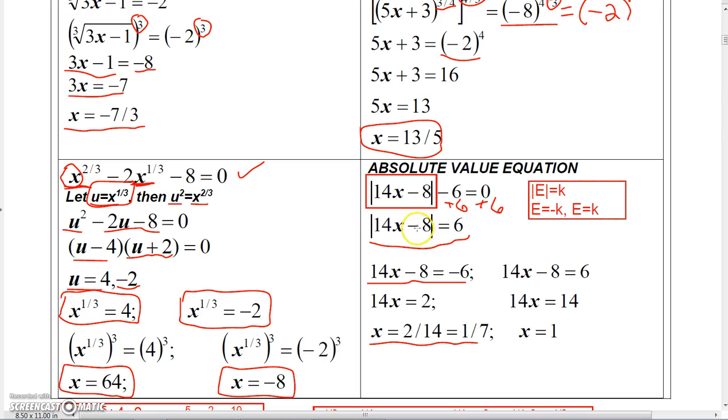Now, you also have to solve 14x minus 8 equals positive 6. So here if you add 8 to both sides, you get 14x equals 14, and then if you divide by 14, you get x equals 1. So the two answers that satisfy that equation are x equals 1/7 and x equals 1.